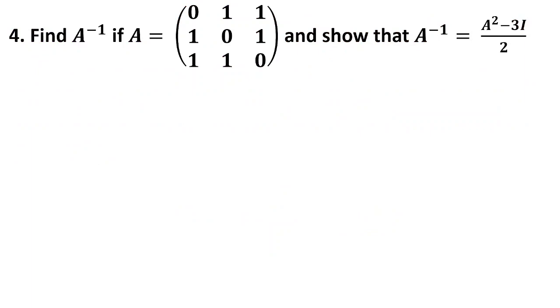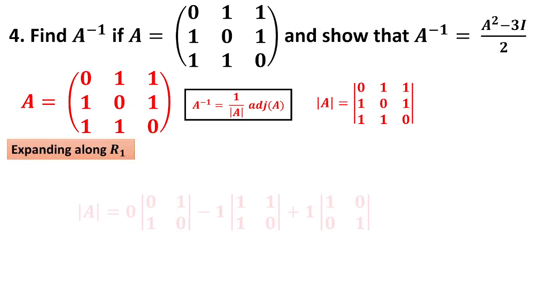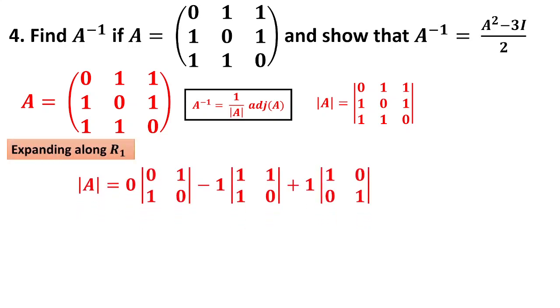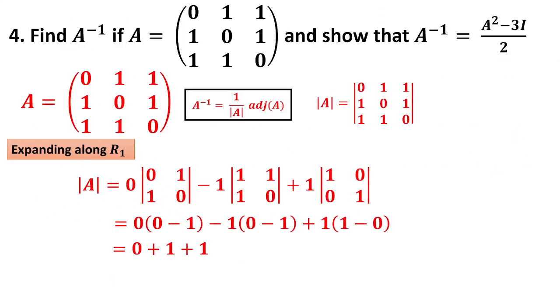Find A inverse, then show that A inverse is (A square minus 3I) by 2. Let us try now. For that, what is step number 1? You have to find the determinant A, because the formula is 1 by determinant A into adjoint A. Therefore, I am expanding it with respect to R1, because R1 is having 1, 0, 0 multiplied by a 2 cross 2 minus 1 multiplied by a 2 cross 2 plus 1 multiplied by a 2 cross 2. Therefore, I am getting the value of determinant A as 2.